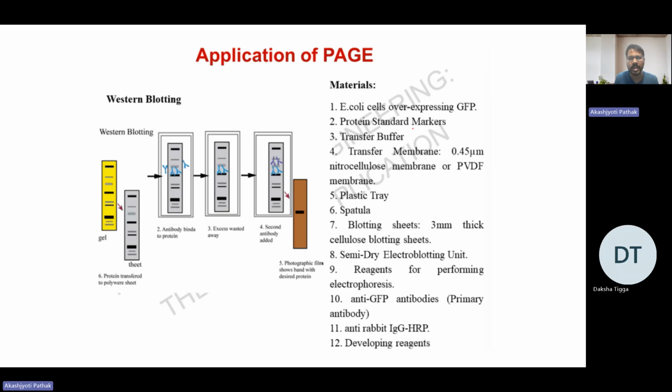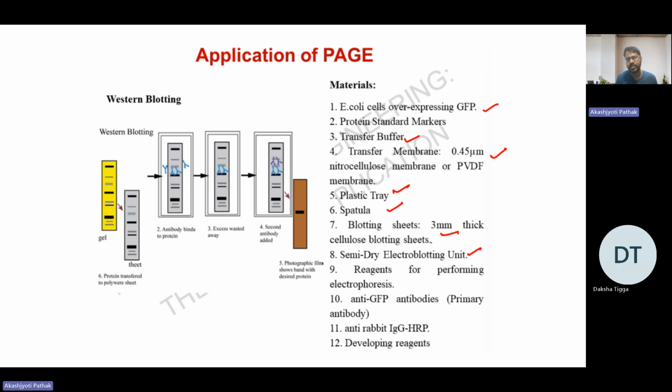So what are the different materials that you will require? You will require transfer buffer, transfer membrane, and a plastic spatula. You need the protein sample extracted from E. coli. Then you will need blotting sheet and a semi-dry electroblotting unit.